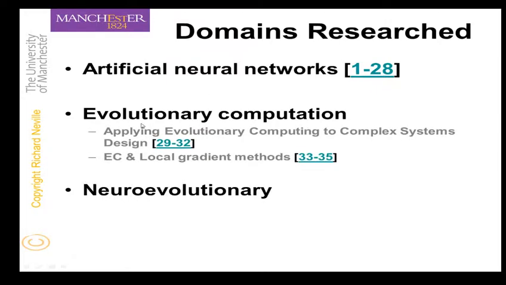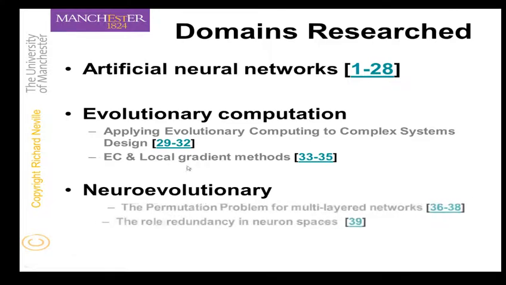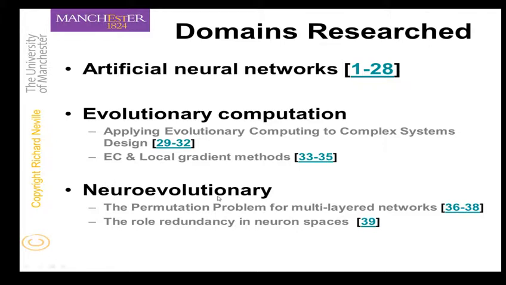In this area, we've applied evolutionary computing to complex systems, and you can look at those papers here if you want. Lately, though, we've been looking at evolutionary computing and local gradients, more correctly termed hybrid systems or portfolio techniques. Whereas in the neuroevolutionary domain, we've looked particularly at the permutation problem with respect to evolutionary computing.